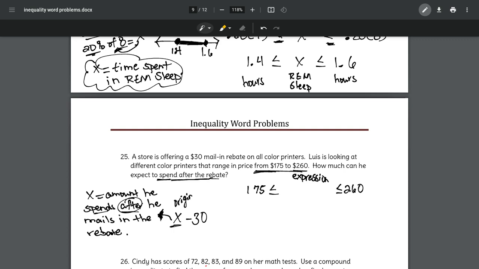If this were the original amount, I could take away 30, okay? Because that would tell you the amount he's spending. But if X represents the amount after the rebate, let's add that 30 back to see what the original price was. And keep in mind, these numbers represent the original.